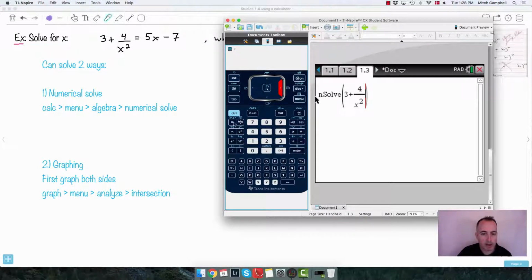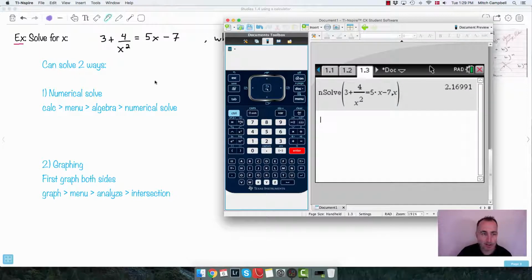I move to the right, and I say equals. It's important to put the equal at the bottom. It's more important to make sure it's over here. And 5x minus 7. Don't forget, comma, solve with respect to x. Boom, we get an answer. 2.16991. If I want 3 significant figures, then I would say 2.17.